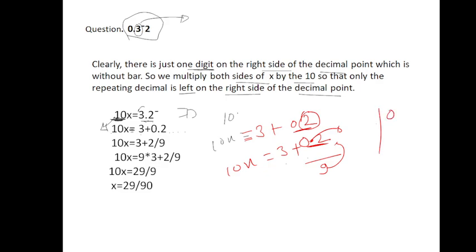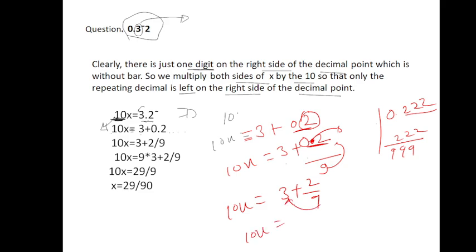If suppose 0.222, okay, in this case we have to put 999 in the denominator. Why 999? Actually after the decimal there are three digits in the numerator, so that's why we have to put 999 in the denominator. So it is the funda of this problem. So it is 10x equal to 3 plus 2 by 9. Okay, now we have to solve it.